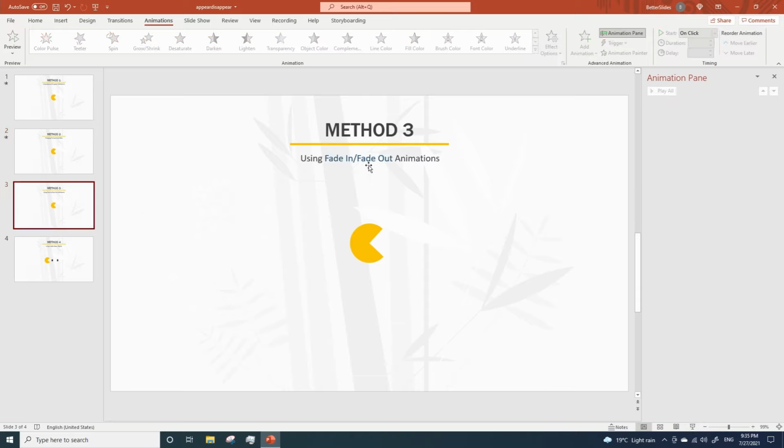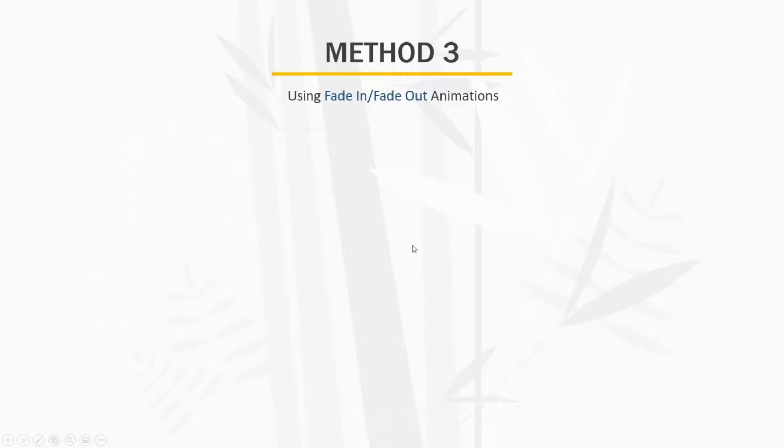This one uses fade-in, fade-out animations. So click on the object, go to the Animations menu and click on Fade. Now our object will slowly show up when we click on the presentation. Let me show you how it works. Click and voila, Pac-Man shows up. Now let's go back to the presentation to know how to make it disappear.